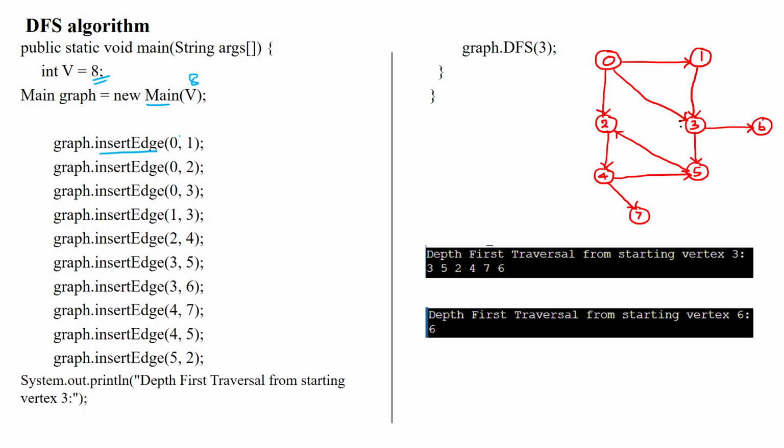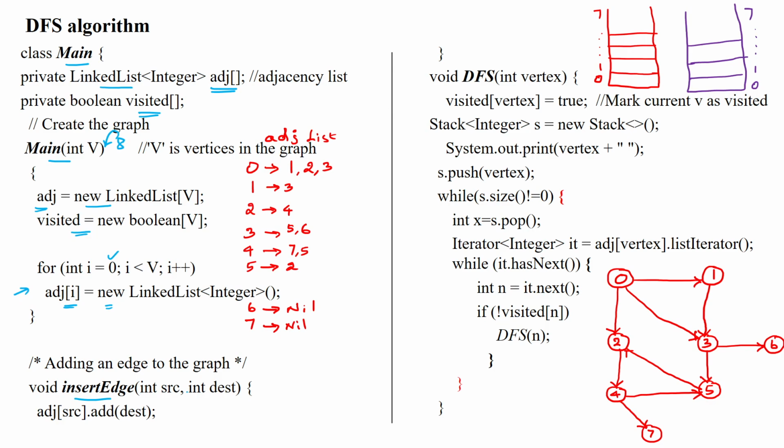We are calling the method add edge, which inserts the edge 0 comma 1, creating the edge from 0 to 1. So here we have adj of 0, and you can see we are creating the adjacency list based upon this insert edge. The adjacency of 0 gets the destination 1, so now for 0 we have 1 as an adjacency vertex.